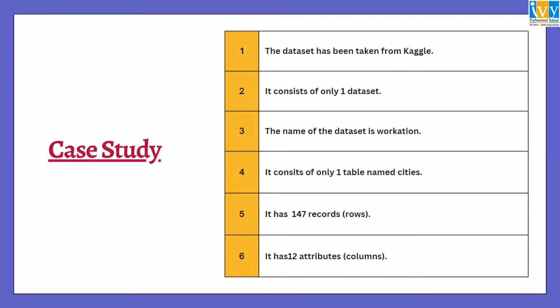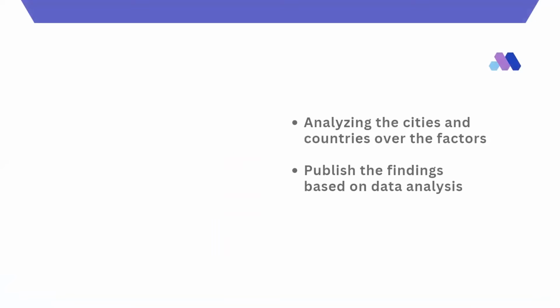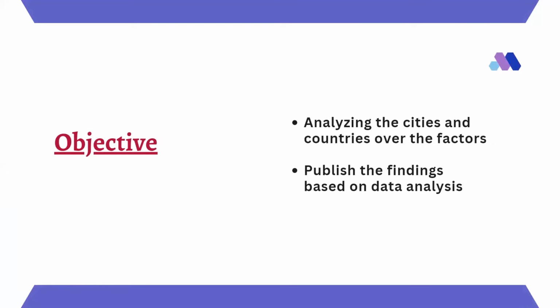Case study. The dataset has been taken from Kaggle and it consists of only one dataset, which I have named as workation. The workation dataset consists of only one table, which has 12 columns and 147 rows. The objective of this research project is analyzing the cities and countries over the factors and publishing the findings based on data analysis.